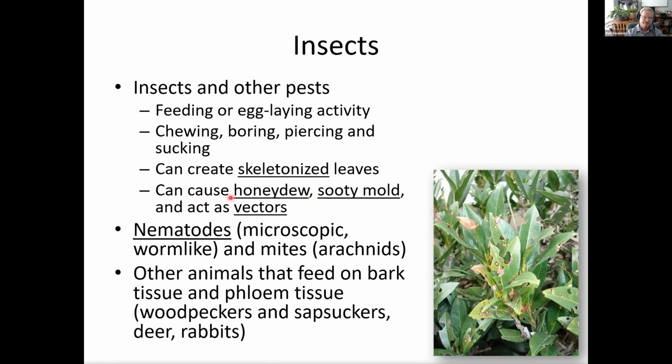Insects can also act as a vector. I talked about the nitidulid beetle being our insect vector for oak wilt. So this particular beetle is a sap-licking beetle. So just say you have a pruning wound or you have a lightning strike that exposes the vascular tissue and the tree begins to weep, this beetle is going to go and lick it all up.